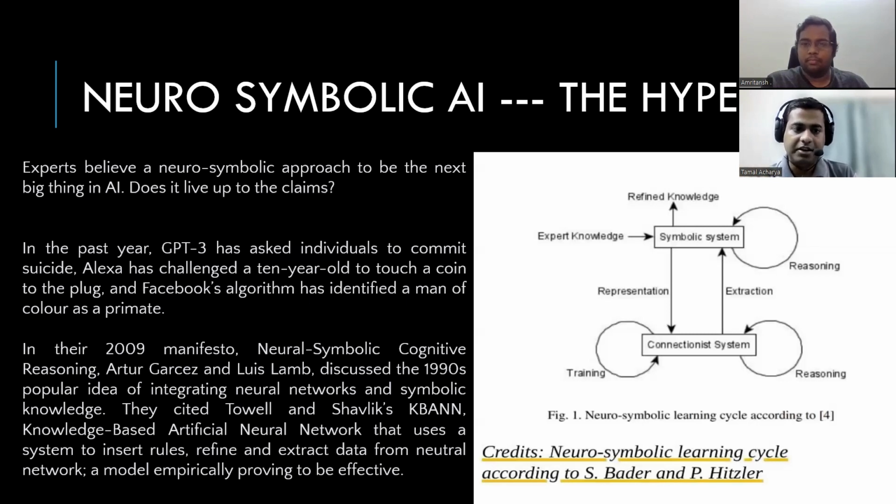Absolutely. Now, in the 2009 manifesto, Neurosymbolic Cognitive Reasoning, Artur Garcez and Luis Lamb discussed the 1990s popular idea of integrating neural networks with symbolic knowledge. They cited something called a knowledge-based artificial neural network that uses a system to insert rules, define and extract data from a neural network, a model empirically proven to be effective. That is what is represented here, that knowledge-based artificial neural network. Now it is able to insert rules and extract data from the neural network. Those two are working in tandem, symbolic and neural network.